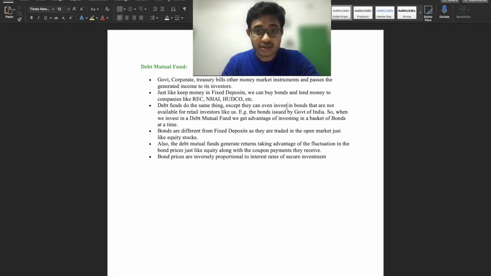And there is a similarity between a fixed deposit and a bond. What are the similarities? A fixed deposit has a fixed interest rate, and a bond also has a fixed interest rate. In the case of a fixed deposit, there is a maturity period. In the case of a bond, there is also a maturity period. But there is a difference. The difference is that a fixed deposit cannot be traded in the share market, but a bond can be traded in the share market.